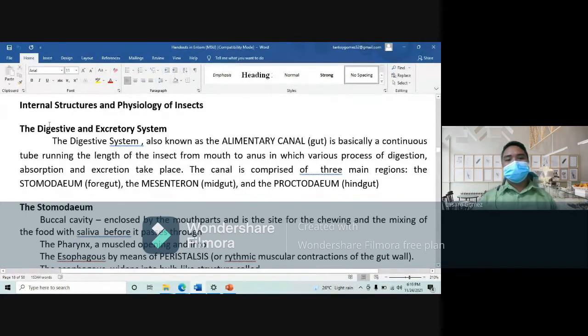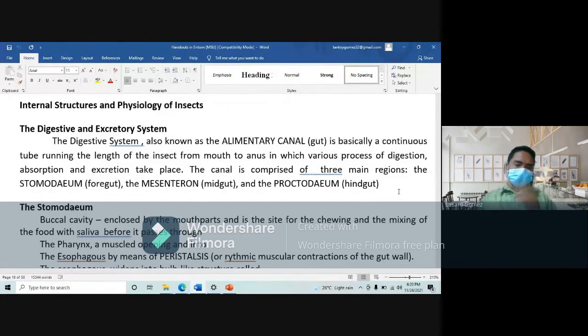The digestive system of an insect is also known as the alimentary canal, or the gut. It is basically a continuous tube running the length of the insect from mouth to anus, in which the various processes of digestion, absorption, and excretion take place. The canal is comprised of three main regions: the foregut, or stomodeum; the midgut, or mesenteron; and the hindgut, or proctodeum.